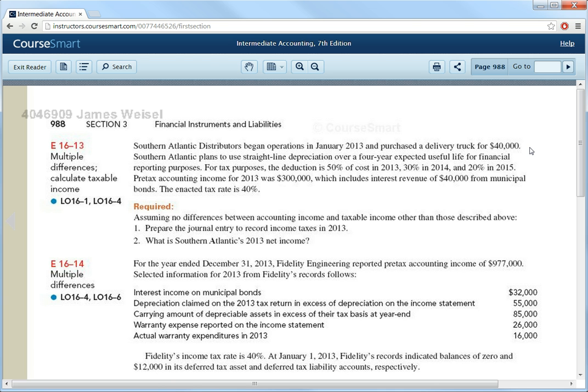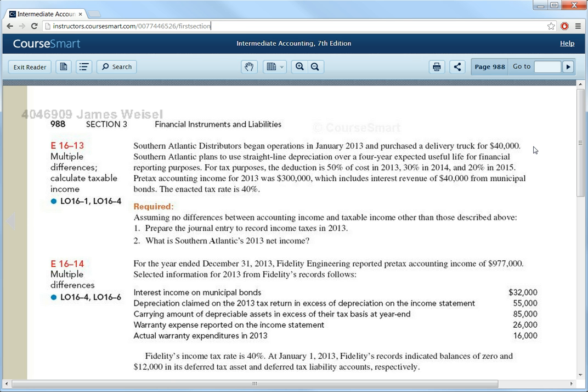It's $10,000 of depreciation each year for GAAP purposes. For tax purposes, the depreciation rate is 30% of the cost basis. So 30% of $40,000 is $12,000. So once again, our tax depreciation exceeds our GAAP depreciation, but obviously the difference between the two is a little bit smaller here now.